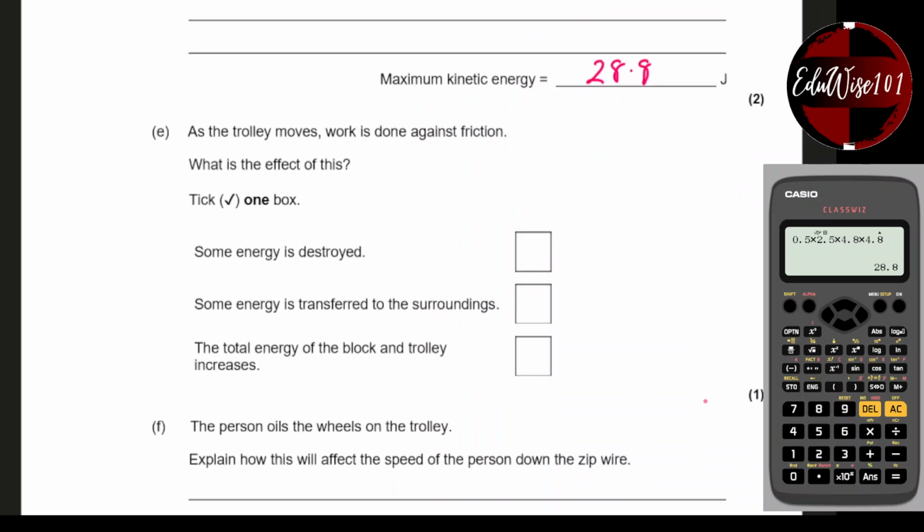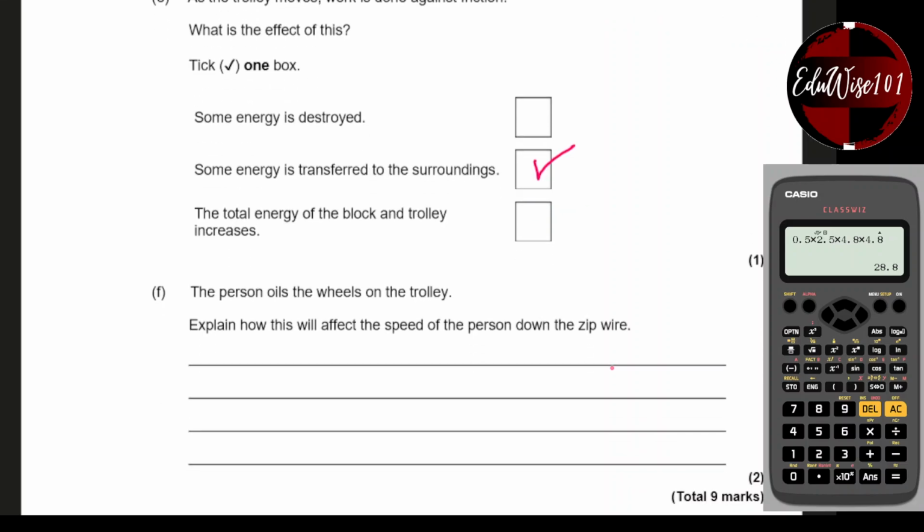As the trolley moves, work is done against friction. What is the effect of this? Energy is destroyed. No, you can't destroy energy. Some energy is transferred to the surroundings. Yes. The total energy of the block. No, the energy doesn't increase. So it is this one. Some energy is transferred to the surroundings, usually as heat or thermal energy.